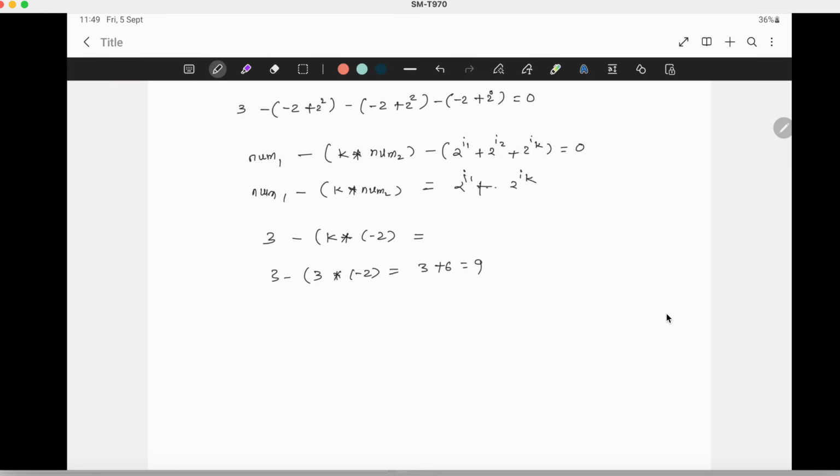Okay, yeah. So this 9 value that we saw right here, this 9 is basically built with these values.